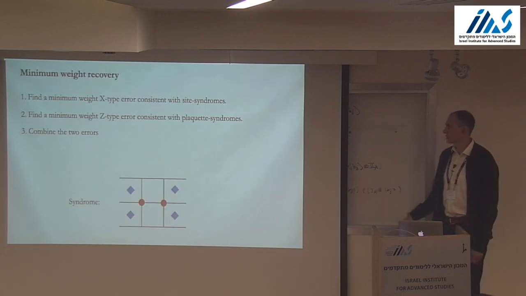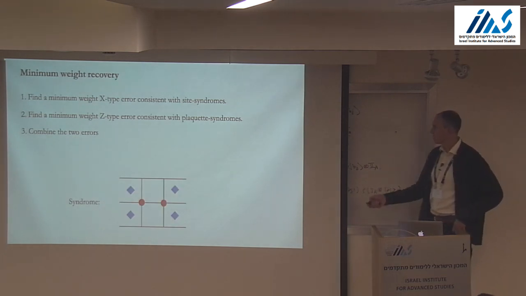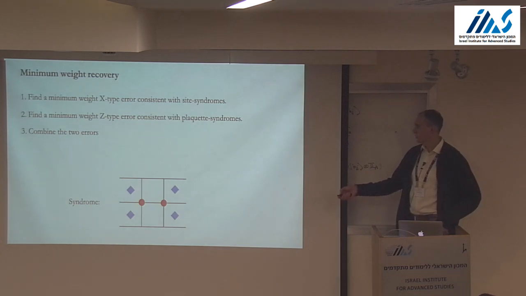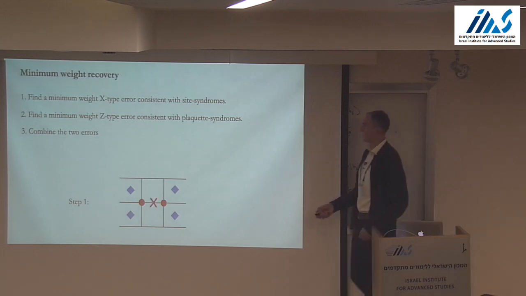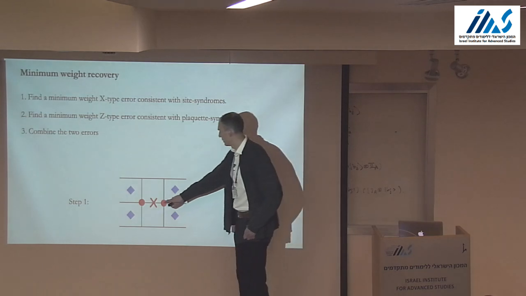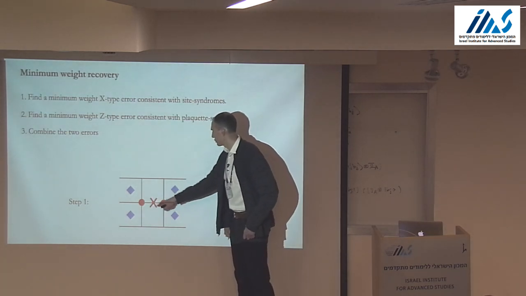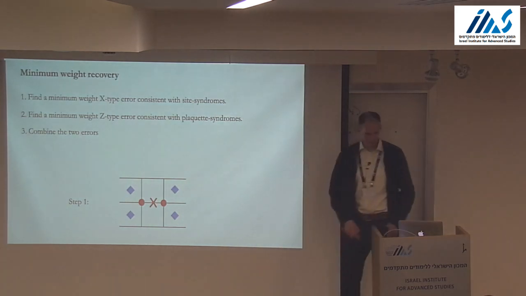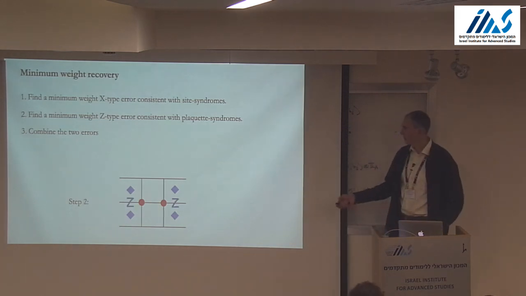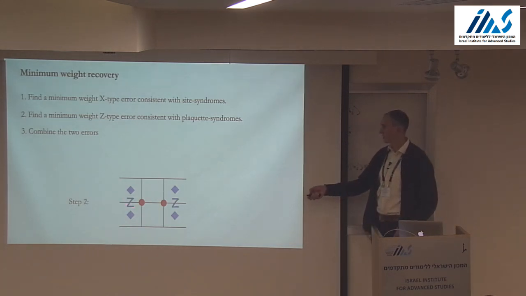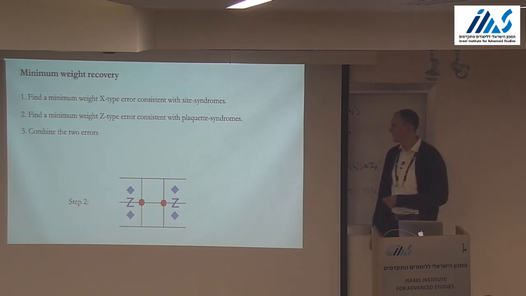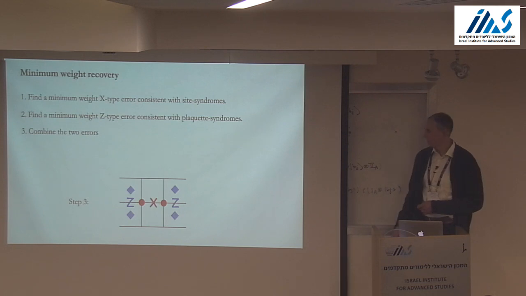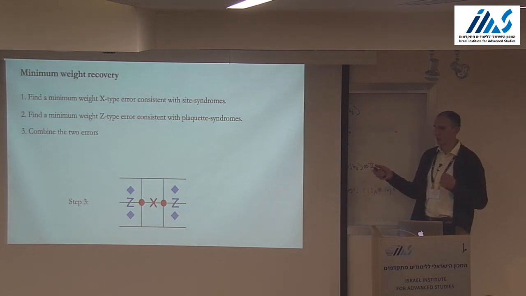So let me again illustrate how this works. Suppose we observed this syndrome. Then at the first step, we choose the minimum weight X error consistent with site syndromes, which would be just a single qubit X. Then we choose the minimum weight Z error consistent with plaquette syndromes. This would be a 2-qubit ZZ. And then we combine the errors together. So this would be our recovery operator.